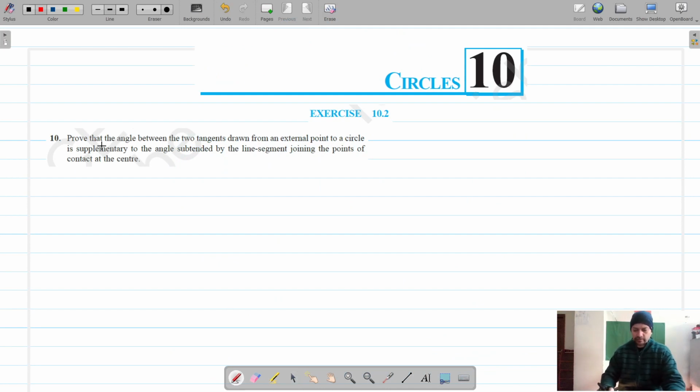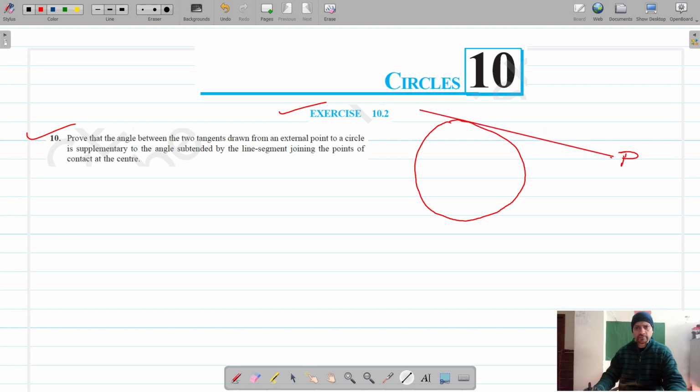Okay, so welcome to Pratham Science Academy classes, and we are on to question number 10 of exercise 10.2. It says that we have to prove the angle between two tangents drawn from an external point to a circle. So let's say this is the circle, and there are two tangents drawn from an external point P to the circle. Let the tangents to the circle be PQ and PR.